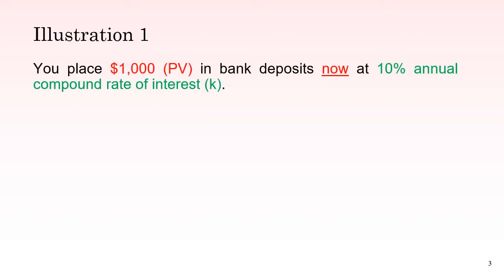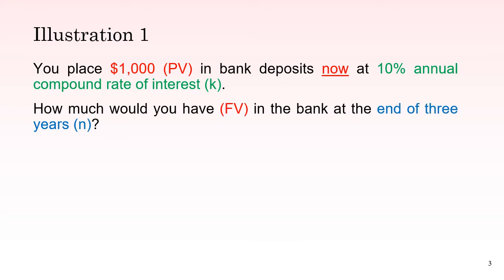Illustration 1. You place $1,000 in bank deposit now at 10% annual compound rate of interest. How much would you have in the bank at the end of 3 years?